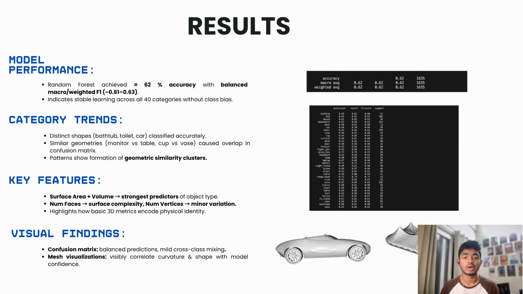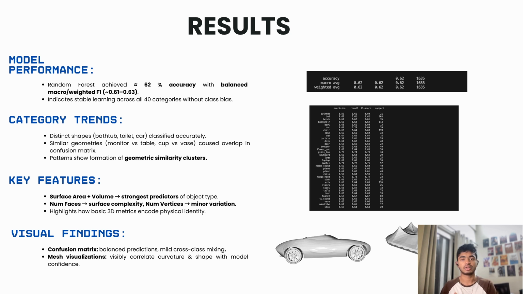Balanced scaling of features improved model stability, reducing overfitting. The visualization provided interpretability. We could now see why certain classes overlap by examining their geometric resemblance. These insights demonstrate that geometry alone can include a substantial amount of shape information even without textures or images.